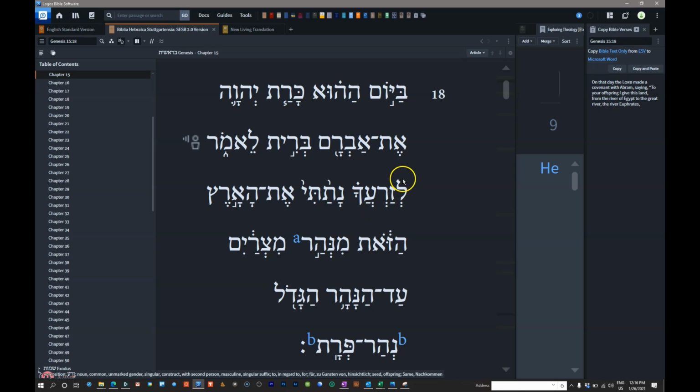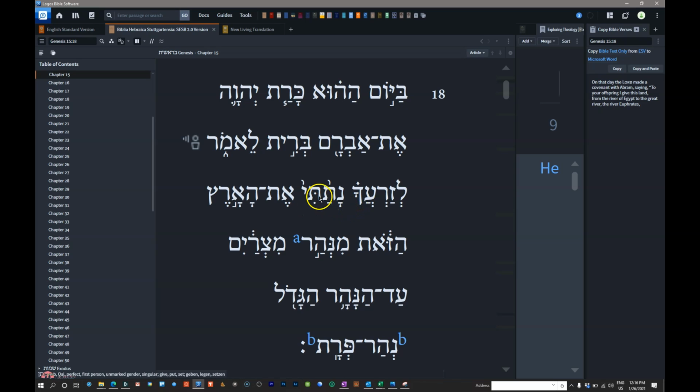This is a little bit tricky. We've got the Lamed preposition. We've got Zerah as the root. This means offspring, descendants, seed. And then Echa is the 2ms possessive suffix. So for your offspring or to your offspring.